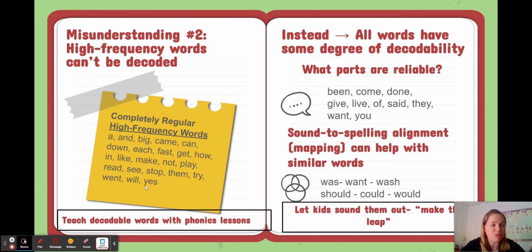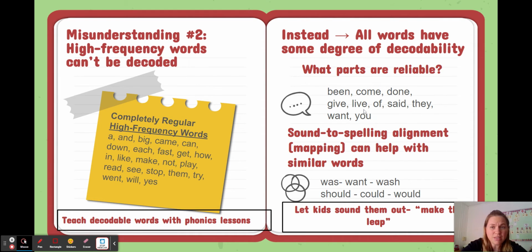So it could be something as simple as you're working on the letter Y, and you can introduce yes, because that goes into the reliable sounds that the Y makes. Fast, you might do it when you're talking about short A. So those are ways to get regular words matching with your phonics.